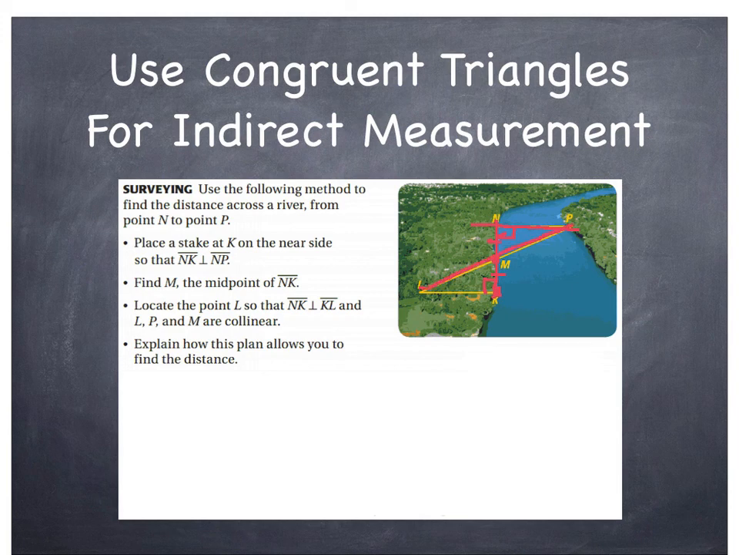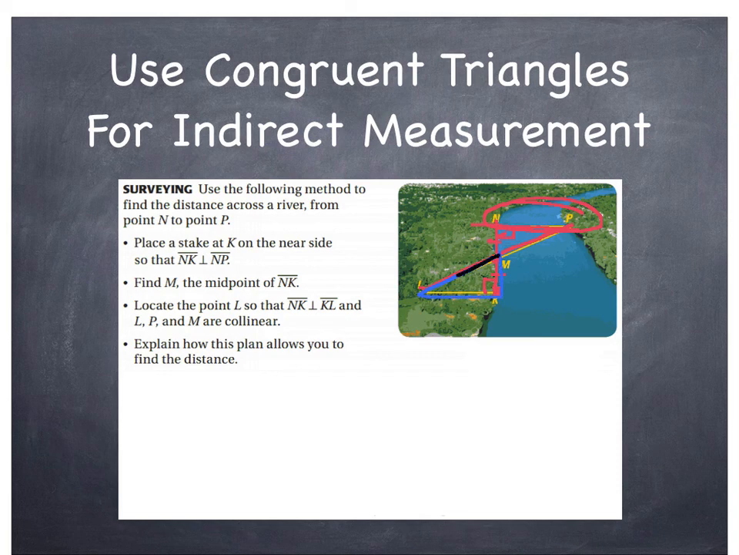So I'm wondering, how can we use this information to actually find our original question? We want to know how far it is from N to P. We want to find the length of that segment right there. So how are we going to do it? I think you can start to see we got some right triangles that are already forming here. Do you see the two right triangles? Right? We got two right triangles.